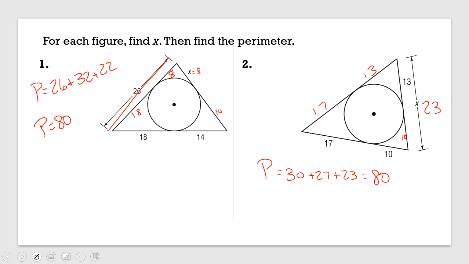I got 26 plus one side. This side is 32. This side is 22. When you plug all that in, you get a perimeter of 80.